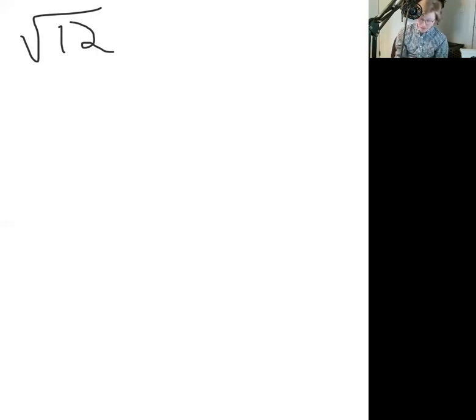a little more clear. So we can break down the square root of 12 into, that equals the square root of, let's say, 4 times 3. The square root of 4 times 3.